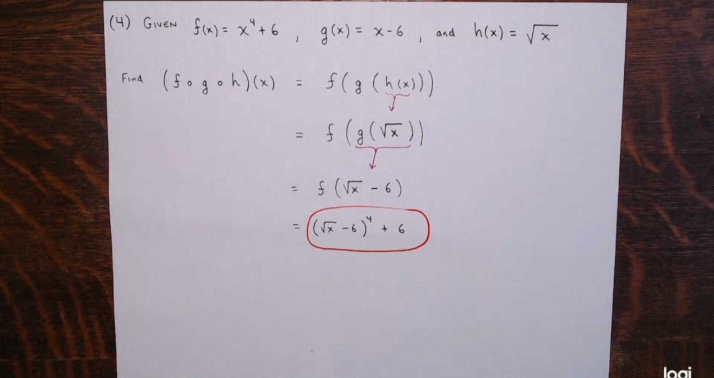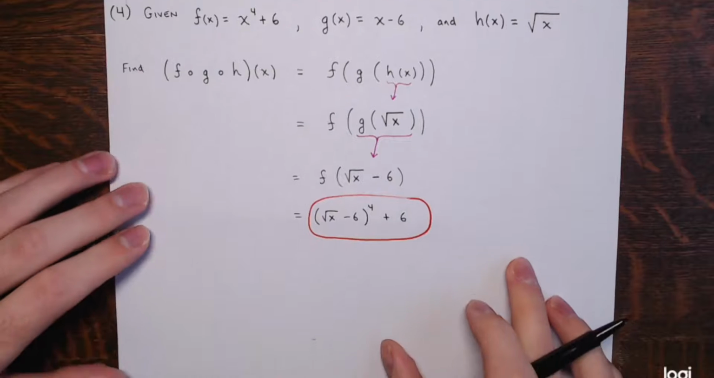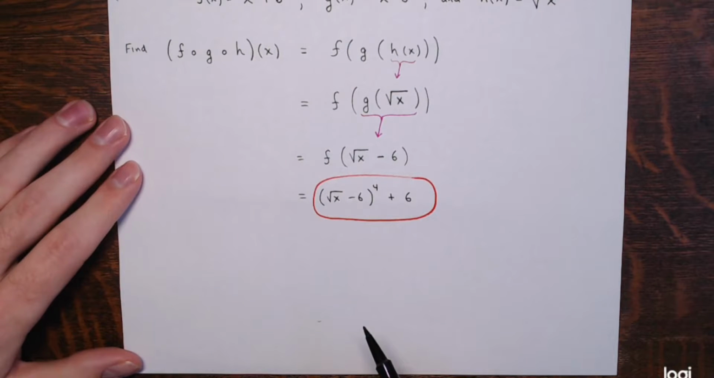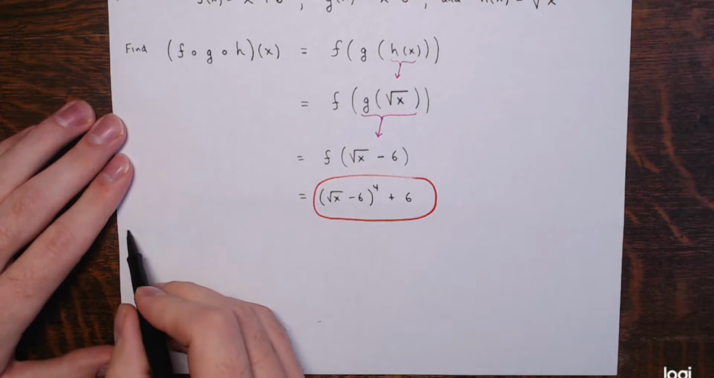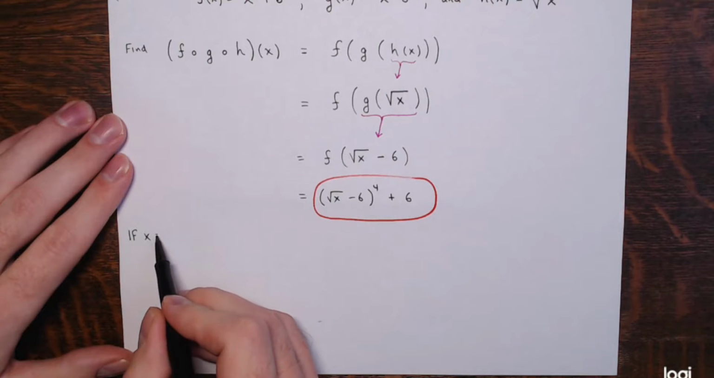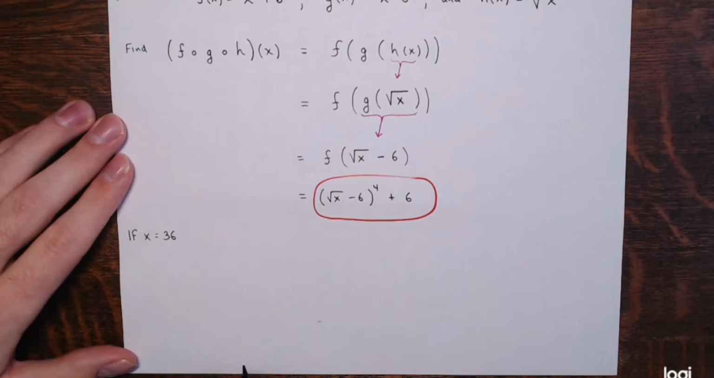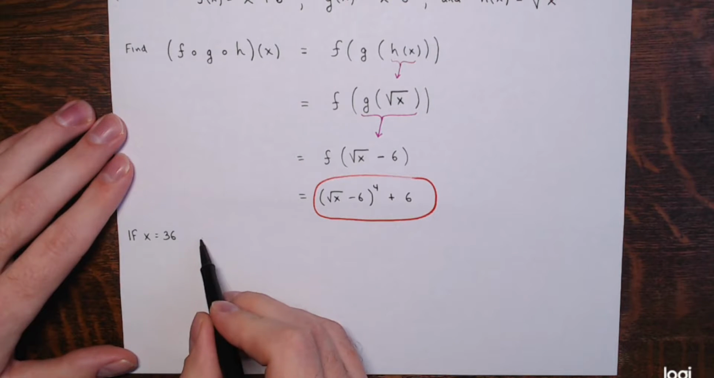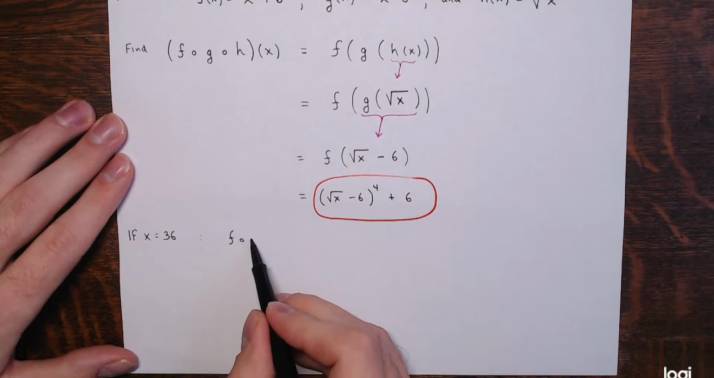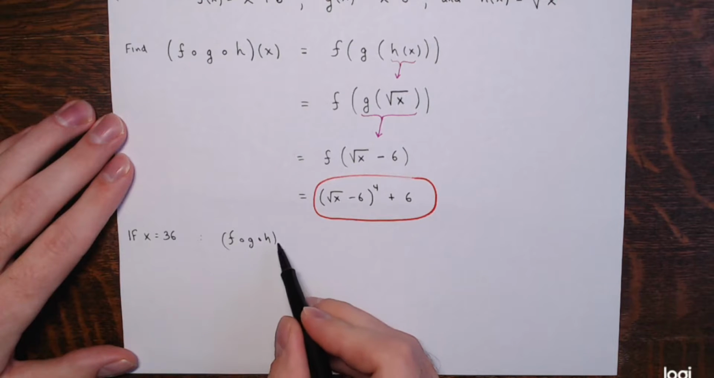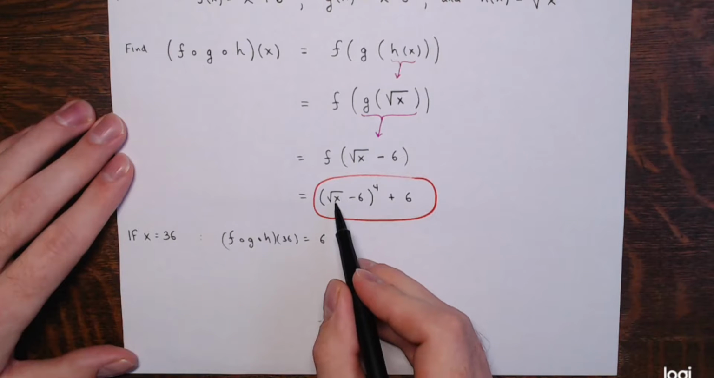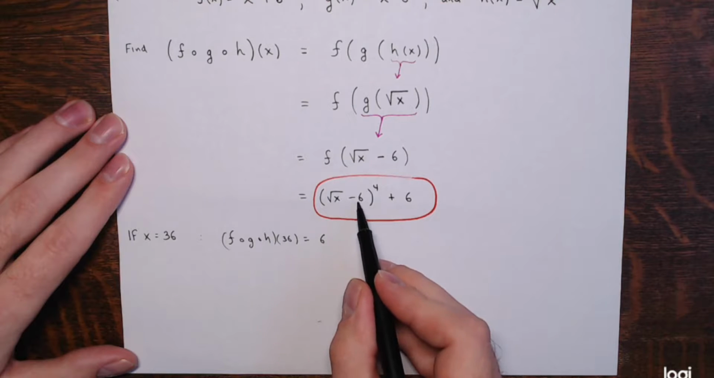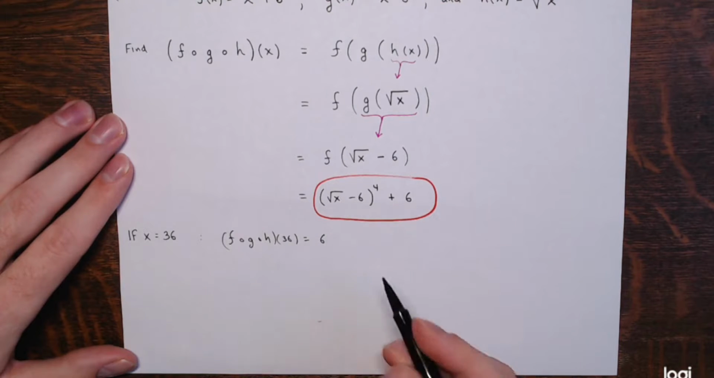And then just to test it out a bit, I'm going to try some numbers. A nice number here would be, what if x were 36? If x were 36, now according to this rule, f composed with g composed with h at x equals 36 would end up being 6, because the square root of 36 is 6, 6 minus 6 is 0, 0 to the 4th is 0, plus 6 is 6. But let's try that out now here.